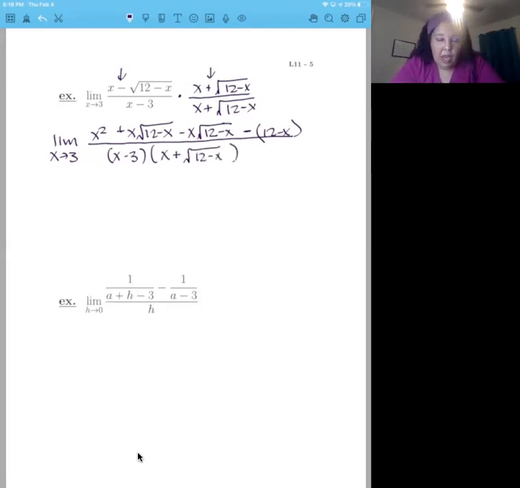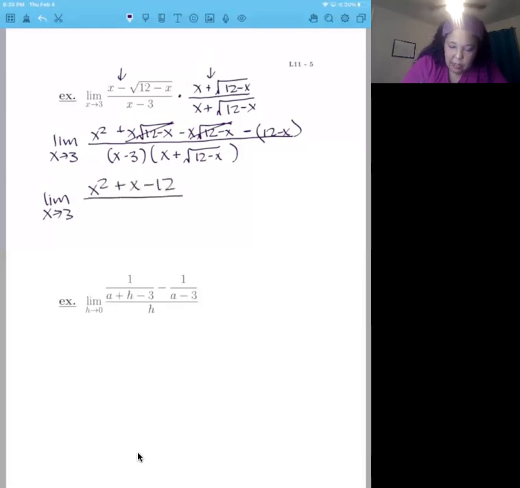Let's do some adding like terms in the numerator. Like I said, we want to get rid of the middle terms. That's what happens when you multiply by the conjugate. So those two terms cancel. Then I'm going to distribute that negative sign, so I get a plus x minus 12. And I'm going to leave the denominator exactly the same.